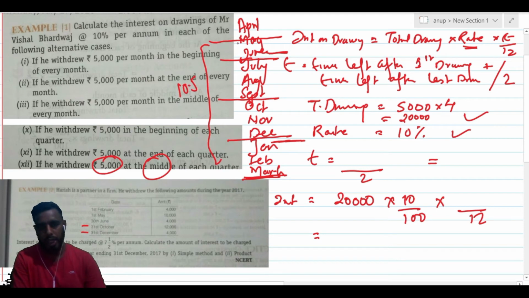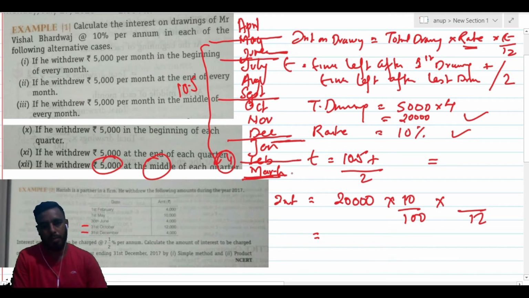Okay, if you calculate from May 15 to 31st December, 31st December of the next year, 31st March of the next year, it will be 10.5. So 10.5 plus the last drawing will be on the last quarter. Okay, and the drawing will be in the middle, so 15th February.